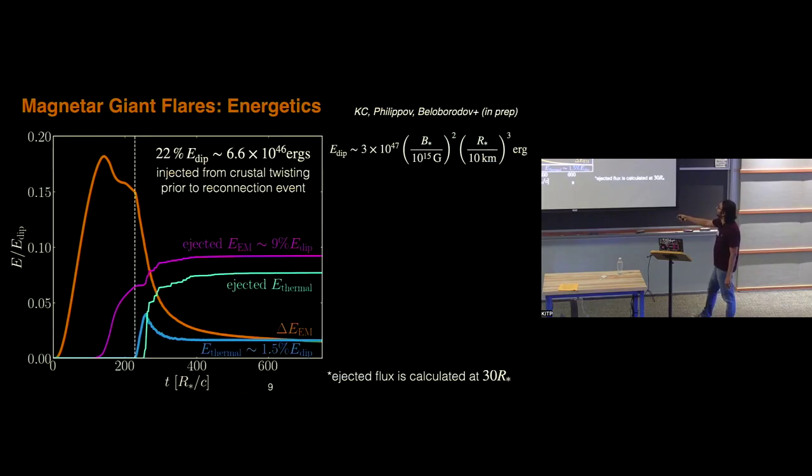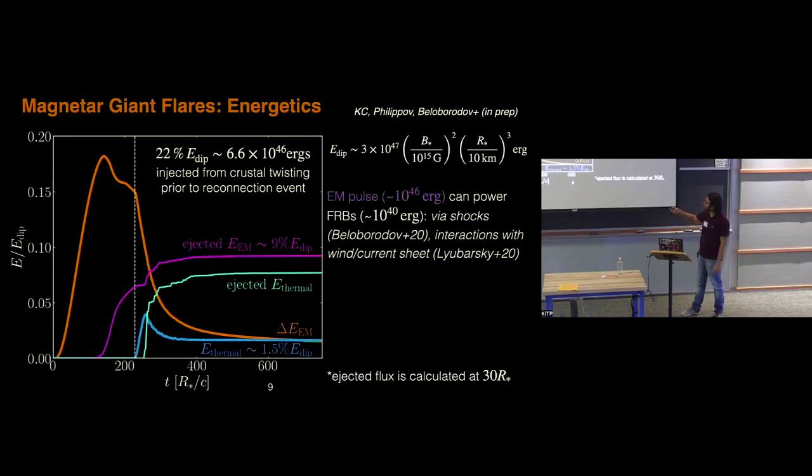But the interesting part is that this is the energy contained within 30 stellar radii. So all of the ejected energy that's calculated from the ejected flux inside of 30 stellar radii, right? So this first part, that's the ejected electromagnetic energy. That's around 10 to the 46 ergs, which is the same thing that we saw in the force-free simulations. This can potentially power FRBs. At least it contains the energy to do so, either via shocks or by interactions with the magnetic wind or current sheet much further away.